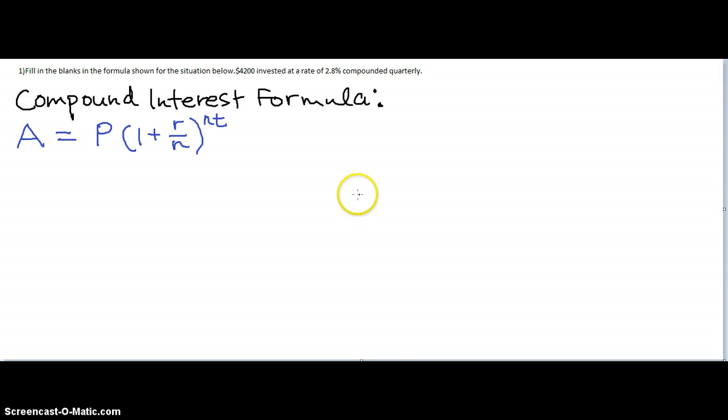Okay, in this problem, we are going to use the compound interest formula. So it asks us to represent this situation. If we invest $4,200 at a rate of 2.8%, so that's an important number, that's an important number, and it's compounded quarterly. That's also an important number.